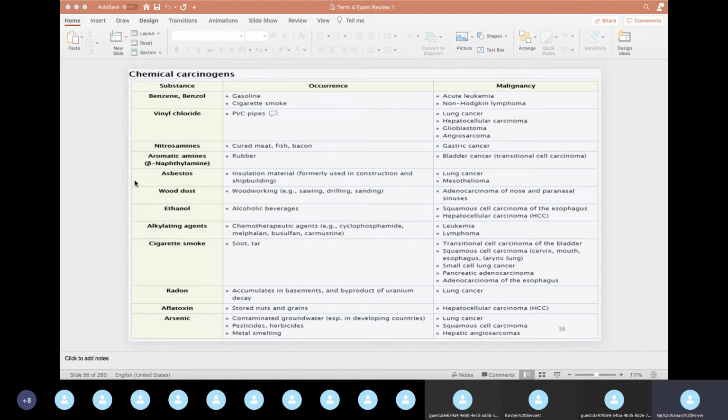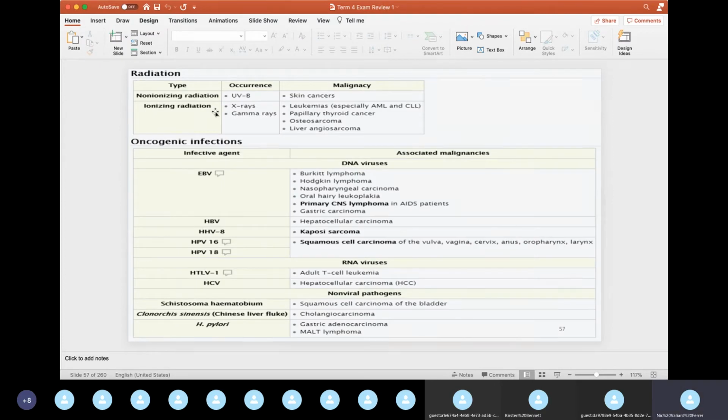So this is a high yield slide, okay? Non-ionizing, ionizing radiation, you can read that. Another high yield, oncogenic infections, EBV, Burkitt's lymphoma. EBV, could you tell me the characteristics of EBV? Is it double-stranded, single-stranded? Is it DNA? Is it enveloped? Is it naked? Double-stranded DNA, that is enveloped. This is your HHV4 or HSV4.